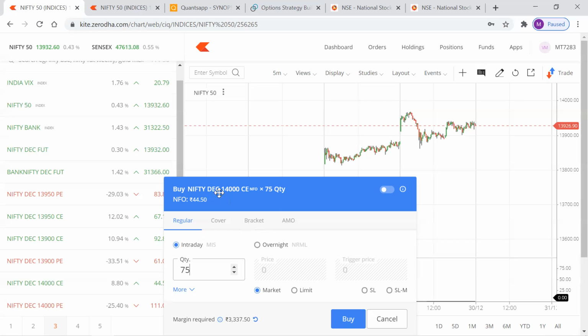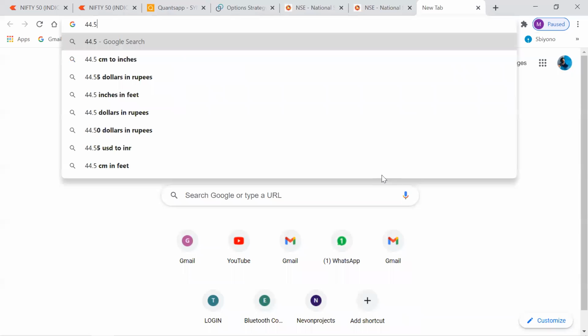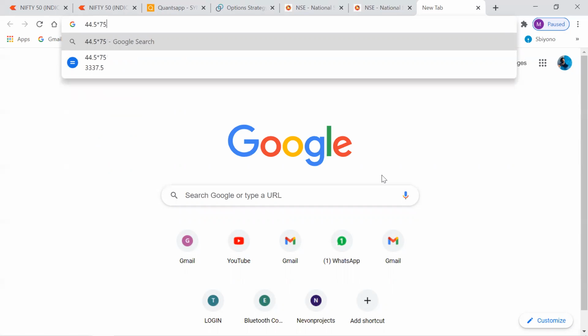So if you are bullish, and you're estimating that Nifty will cross 14,000 before 31st of December, then just select Nifty December 14,000 call. I am buying here, I am an option buyer. For that, I need to pay the premium. Look at this NFO here: 44.50 is the premium that I'm going to pay. So 44.50 into 75, nothing but 3,337.